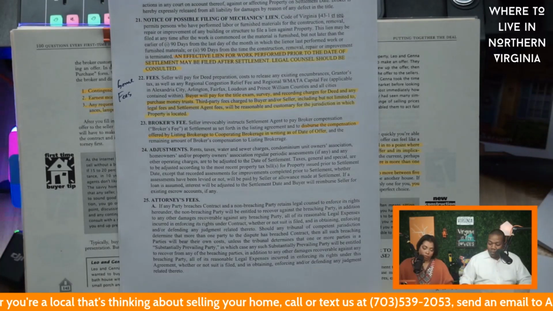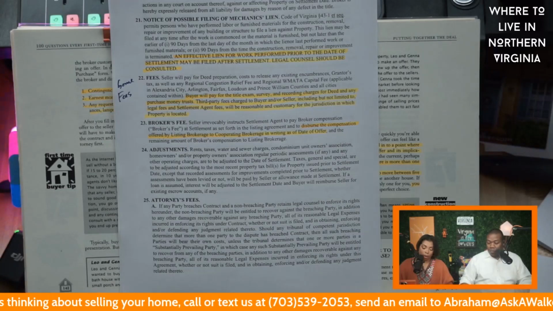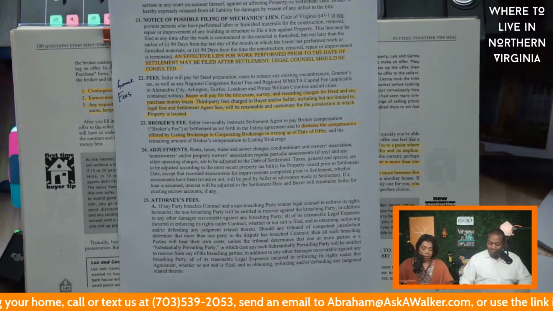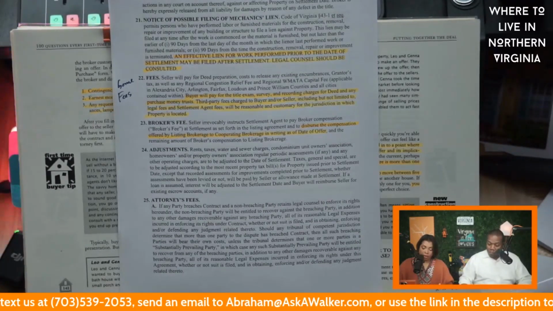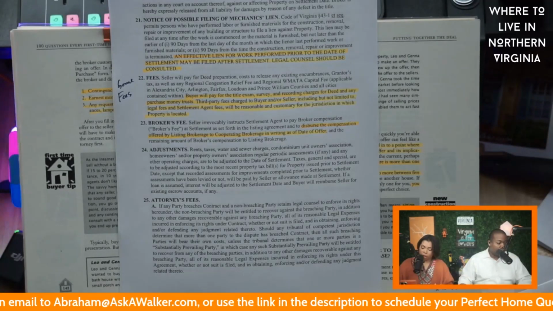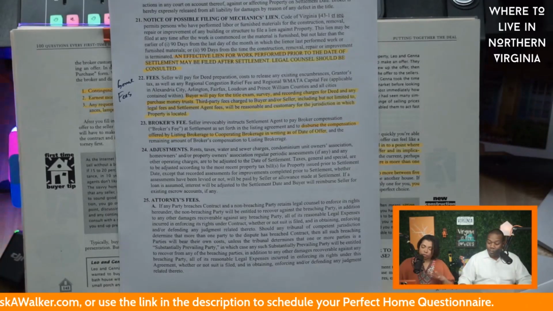Now, there are going to be several fees to both the seller and the buyers that are going to be paid at the closing table. For the seller, they have things like deed preparation, the closing costs in relation to any existing encumbrances, and several taxes.